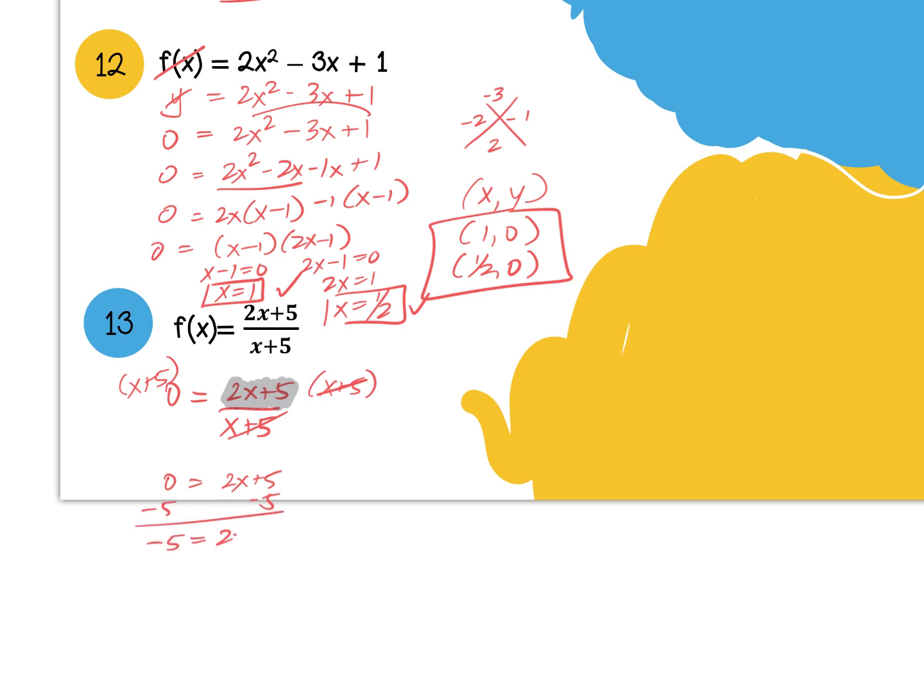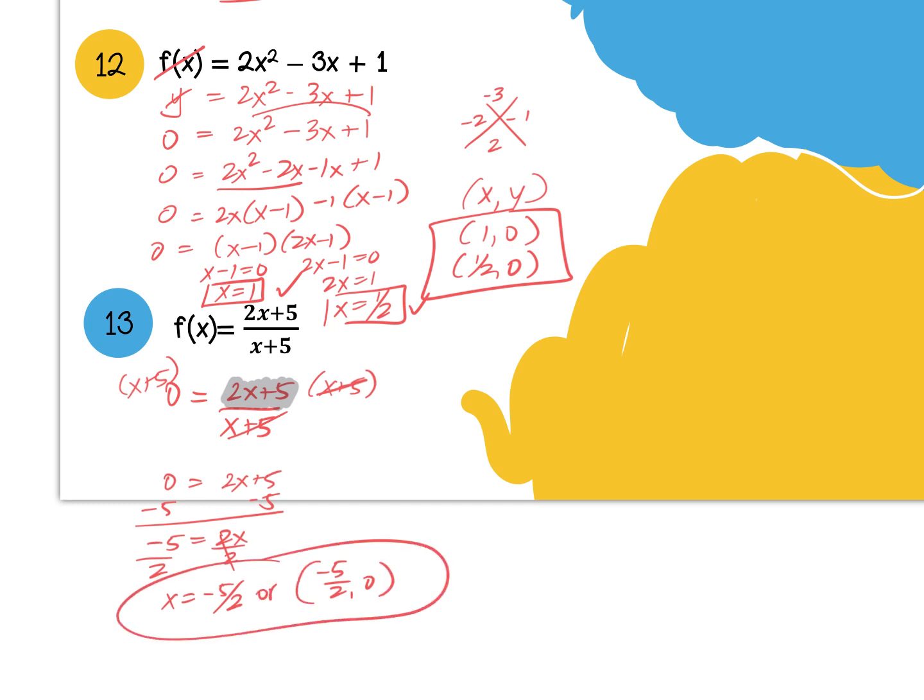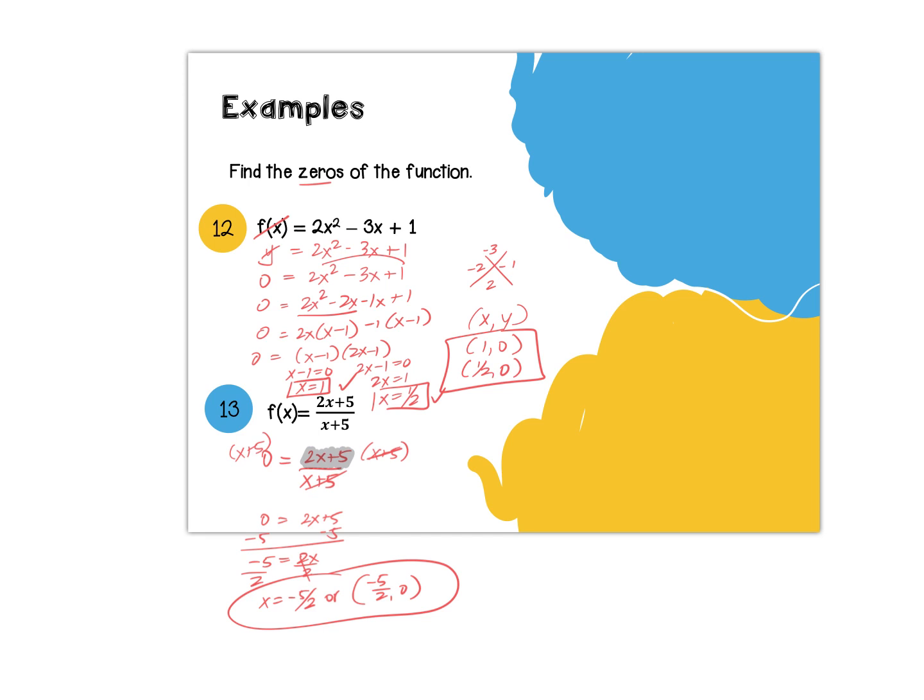Negative 5 equals 2x, divide by 2, and I get that x equals negative 5/2, which means either like that, or I could do this ordered pair. Either one, that's my 0, that's my x-intercept. That's the value of x that makes the function equal to 0.